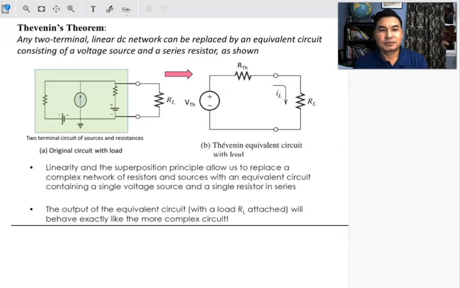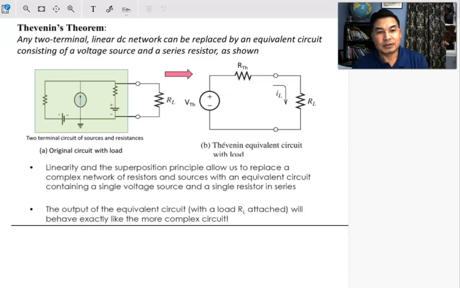Hello everyone. In this video I'm going to talk about another very powerful theorem called Thevenin's theorem, named after the scientist and engineer Thevenin. It's a very powerful theorem in network circuit analysis.